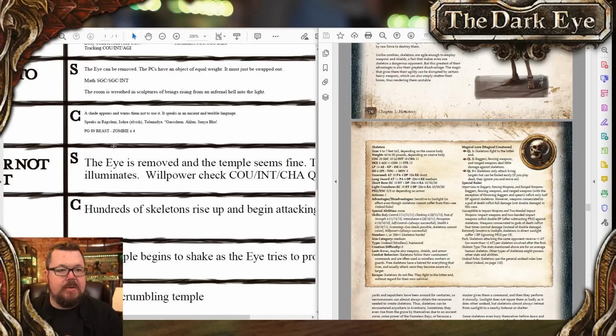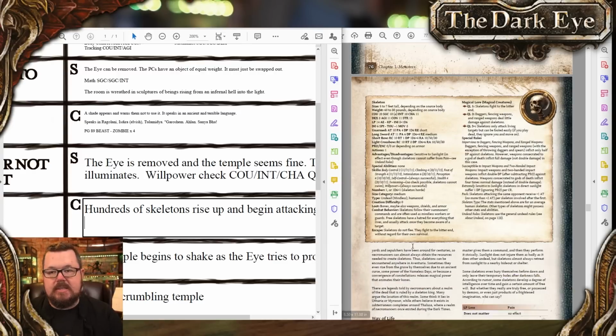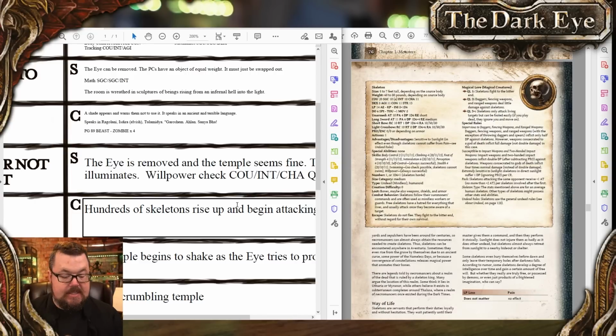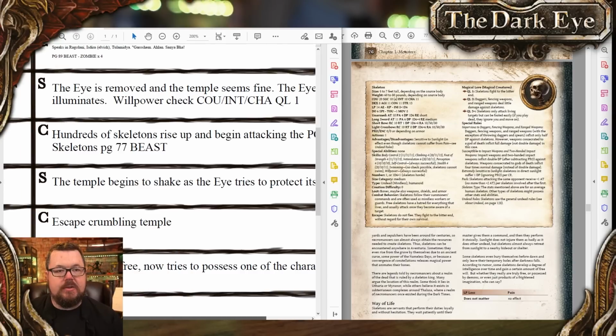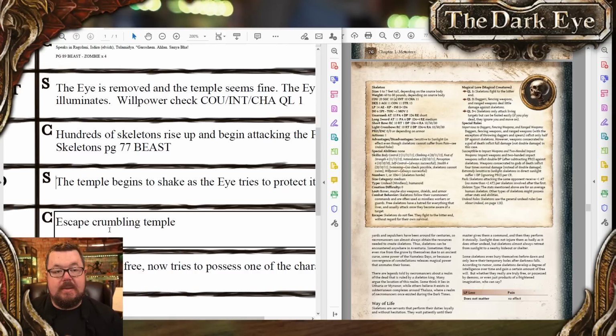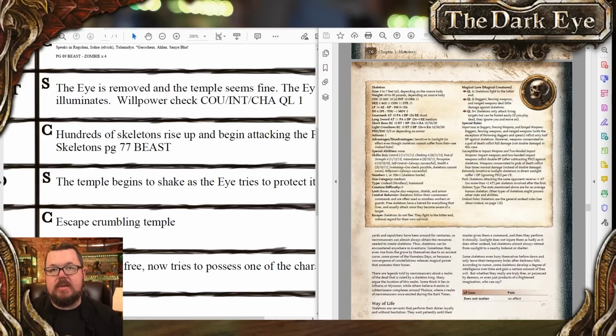It's really cool. So I'm going to throw in these skeletons, and this is page 77. So skeletons, page 77 of the bestiary. Okay, cool. So I quite like that. The temple begins to shake as the eye tries to protect itself from the crumbling. So then they have to escape the temple. And that is going to be another skill challenge that they have to do, probably whilst being chased by the skeletons. So I do like that.